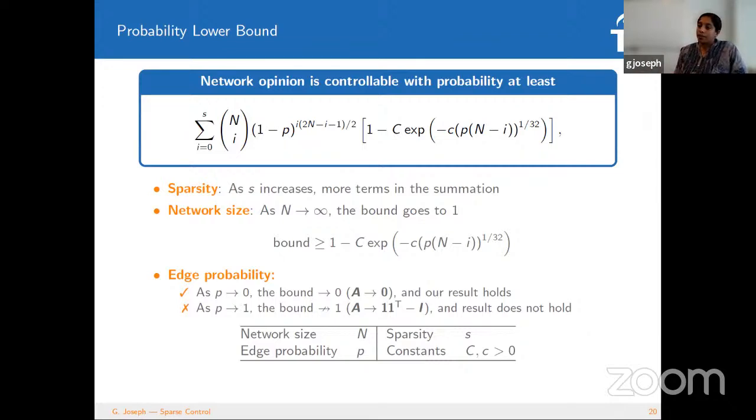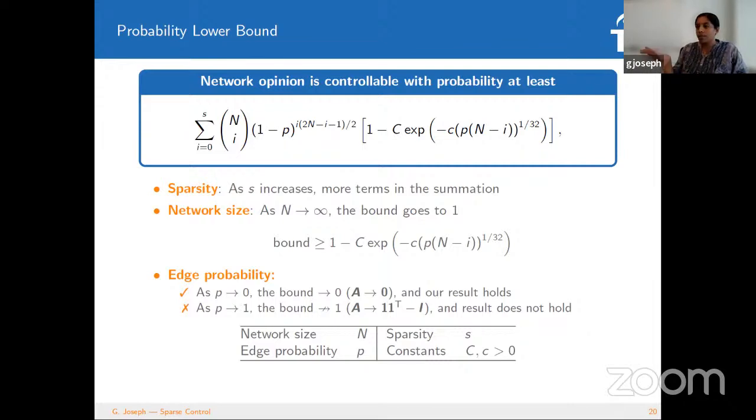We recall that we had some bounds on p. We said that when p is too small or too large, it doesn't work. So let's see what happens to the bound as p goes to 0. If you analyze the system, as p goes to 0, the bound actually goes to 0. That is intuitive, because when p goes to 0, the edge probability is 0. So there is no edge in the graph. The people don't talk to each other. A is equal to 0. So people cannot influence each other. Then the system is not controllable. And we said the result will not hold for that regime.